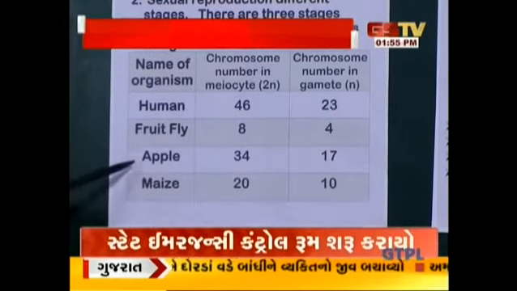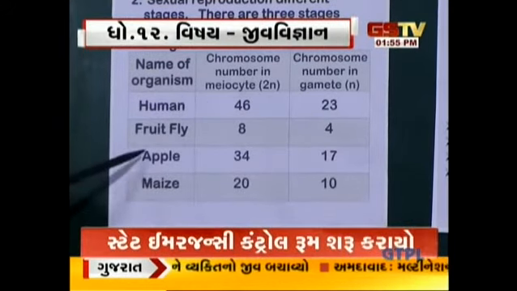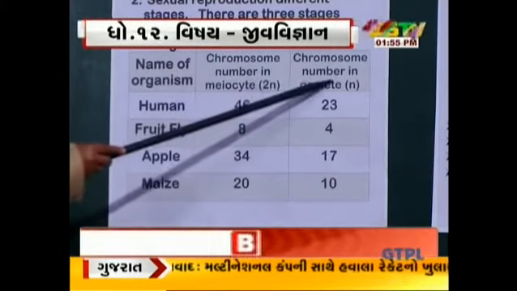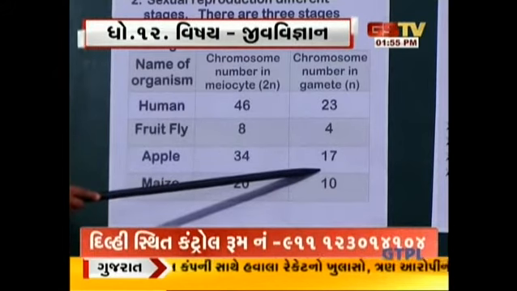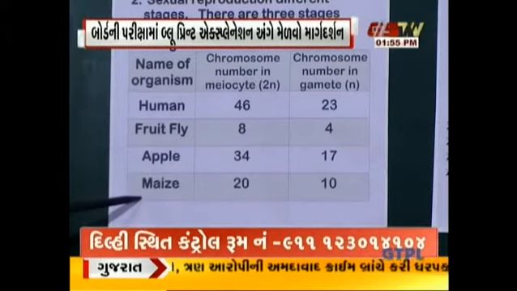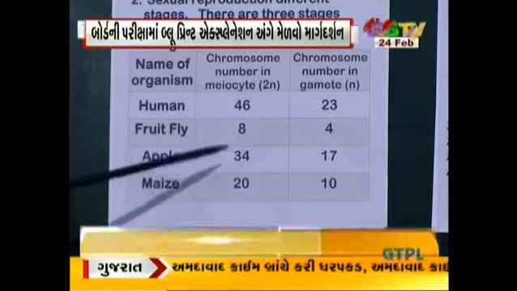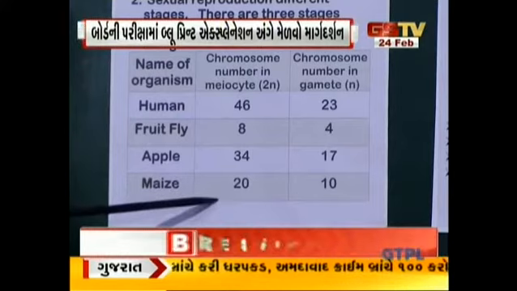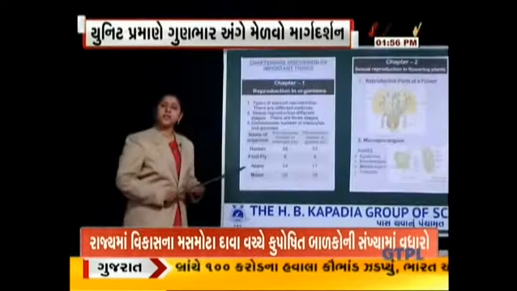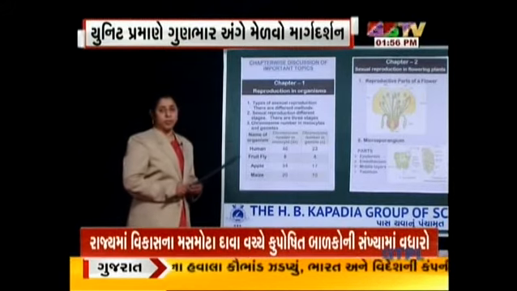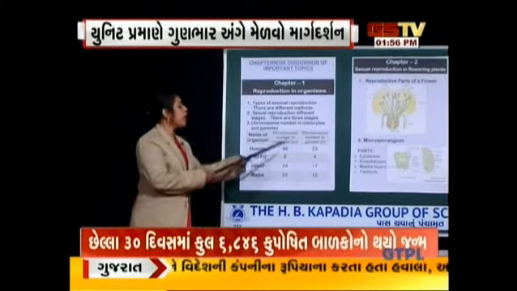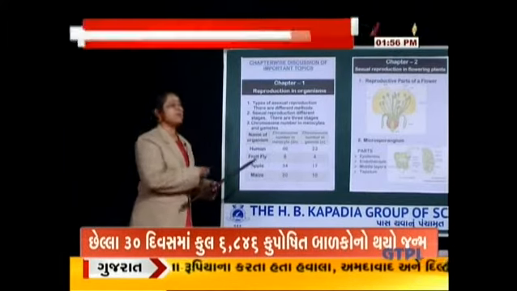Now, the third one is apple. In apple, the chromosome number in the meiocyte is 34 and in the gamete is 17. And the last one is maize. In maize, the chromosome number in the meiocyte is 20 and in the gamete is 10. So if you go through this table, it is very easy to calculate the chromosome number. If you know the meiocyte chromosome number, you halve it and you get the chromosome number of the gamete.